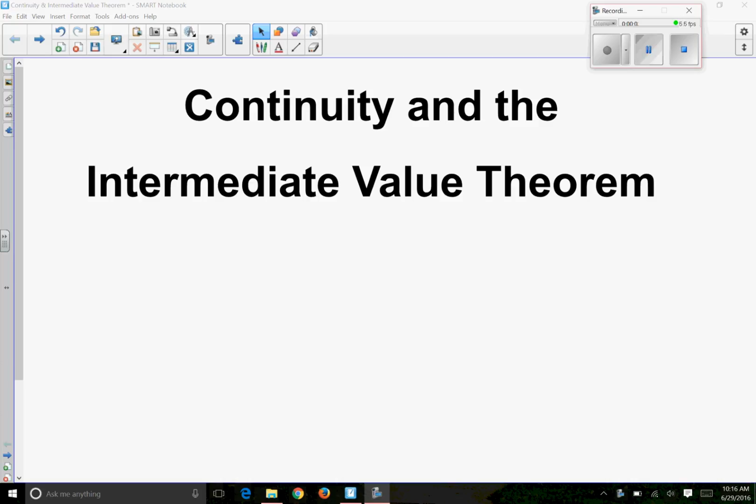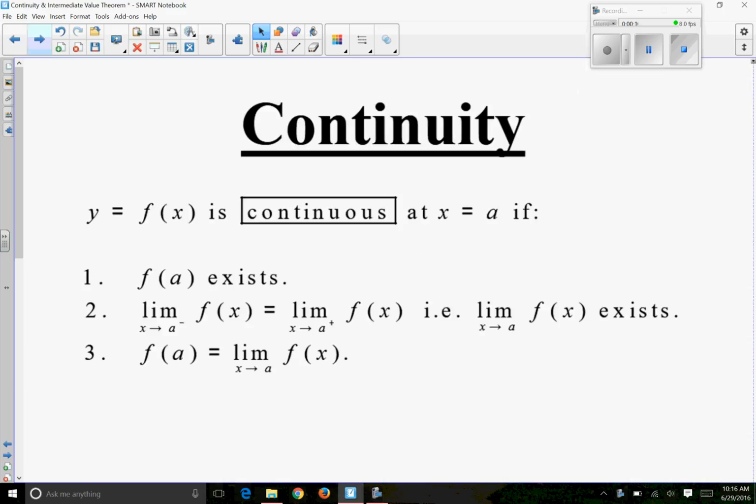Continuity and the intermediate value theorem. The intermediate value theorem will be referred to as IVT. Please write down this definition of continuity.